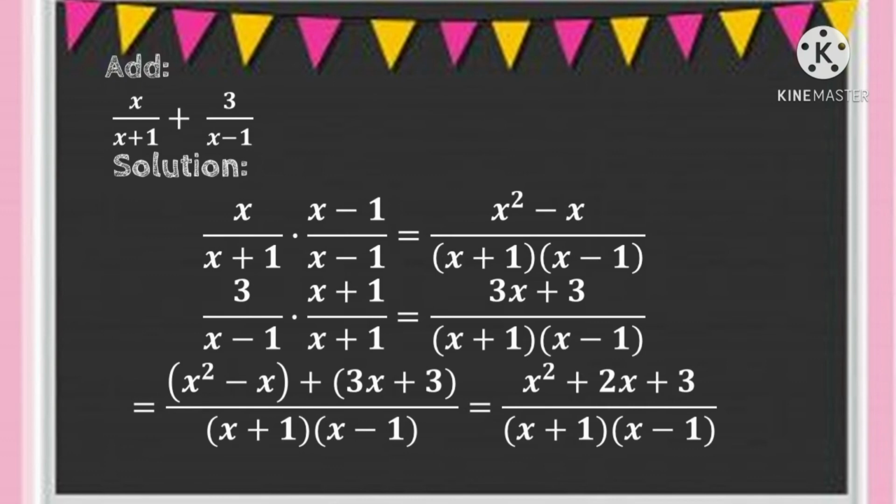And our answer is equal to the quantity x squared minus x plus the quantity 3x plus 3 over the quantity x plus 1 multiplied by the quantity x minus 1 is equal to x squared plus 2x plus 3 over the quantity x plus 1 multiplied by the quantity x minus 1. And the right answer is hep.